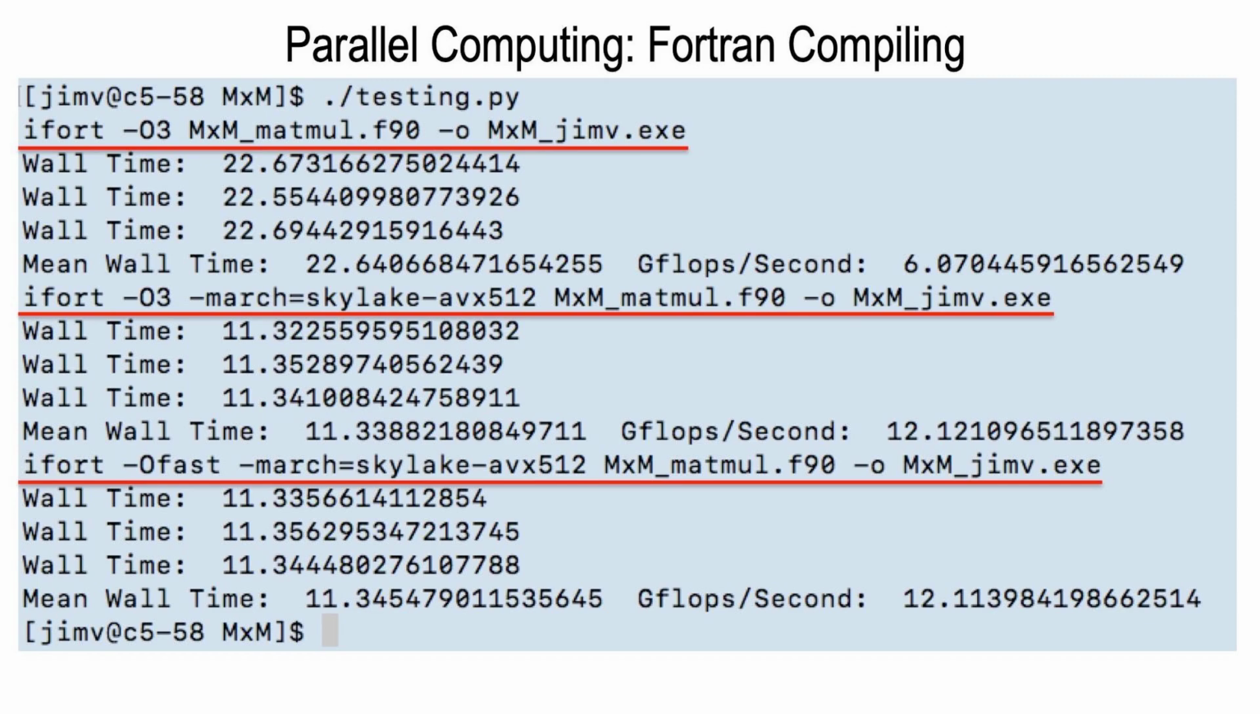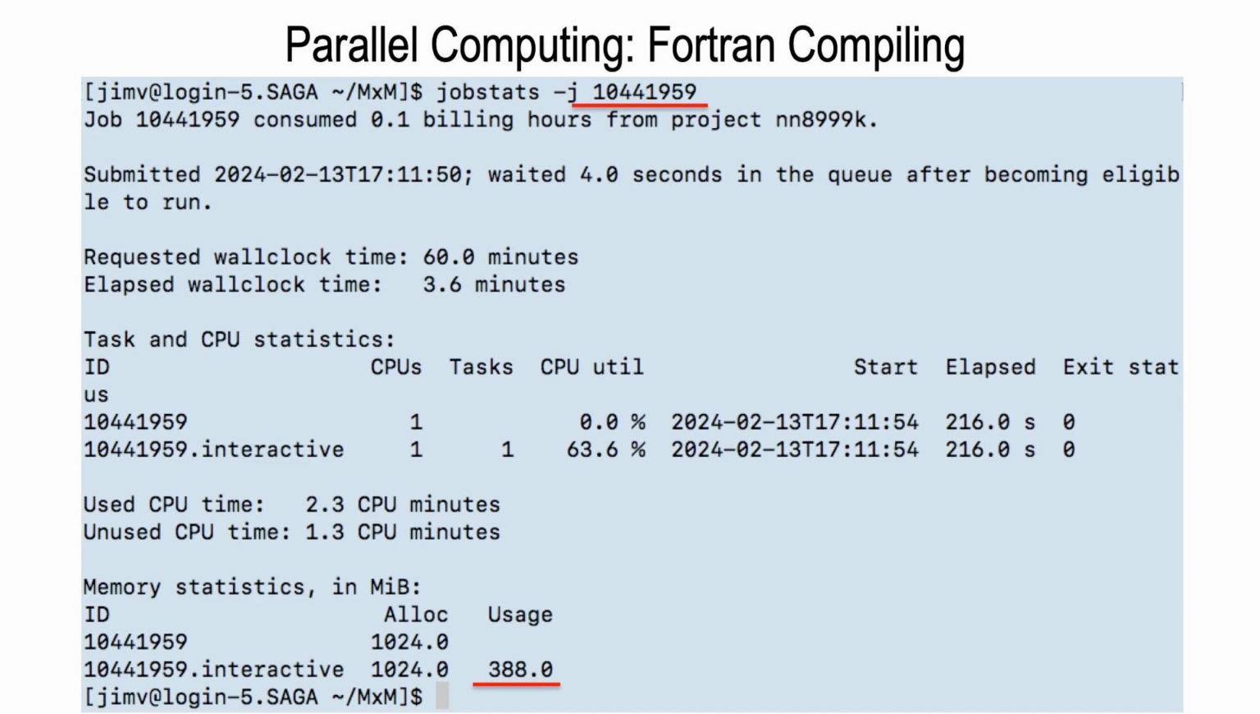How can we determine the memory usage of our Fortran program? The job number for our last interactive job with the intrinsic function matmul was 10, 44, 19, 59. Using the Linux command jobstats with the J option, followed by the job number for our last test with the intrinsic function, employing n equal to 4096, reveals that the memory usage was approximately 388 megabytes.